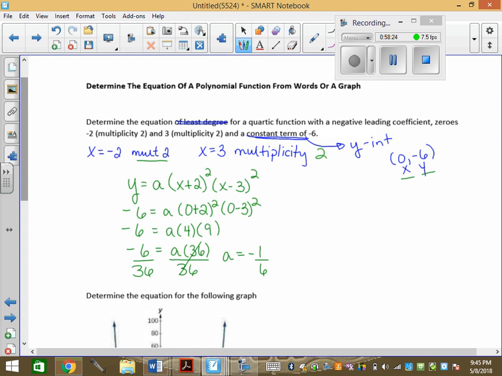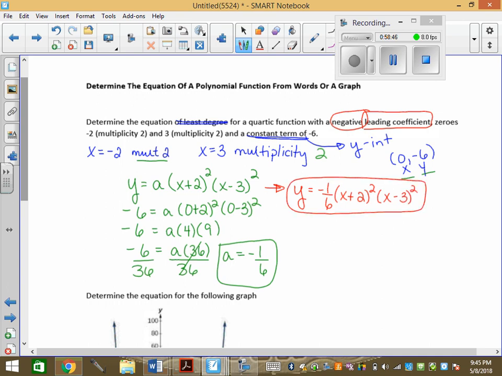And now I can rewrite the equation, because I still don't have the equation, I just have the a value now. So I need to rewrite it with the a value in. So I'm going to get y equals negative 1/6, which is helpful because it says negative leading coefficient. And we found that, so great. x plus 2 squared, x minus 3 squared. So once you find that a, your work isn't done. You have to rewrite the equation.